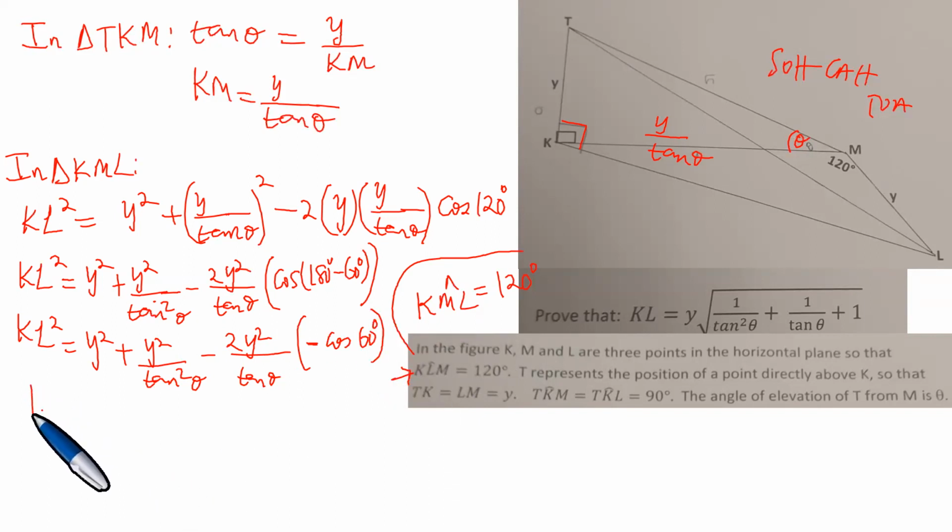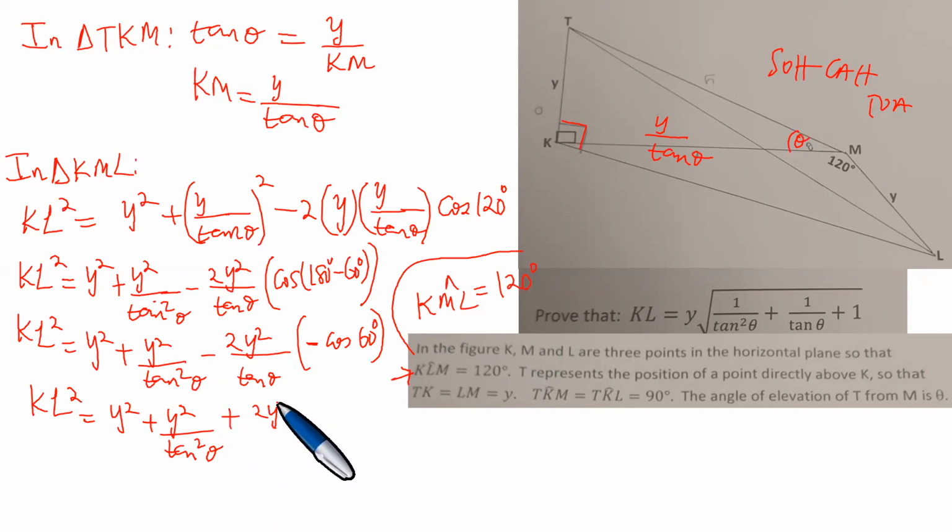In which case we have therefore KL squared, which is the same as y squared plus y squared divided by the tangent squared of theta. The negative by the negative becomes a plus. You have exactly 2y squared divided by the trigonometric tangent of theta. Right, so the cosine of 60 degrees is 1 over 2 from the special triangles, and we have this result here.